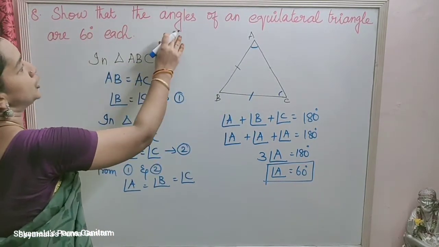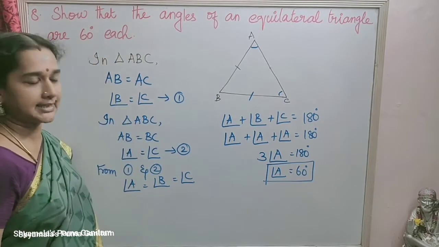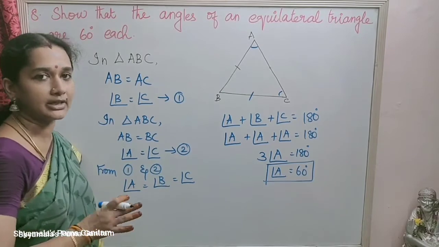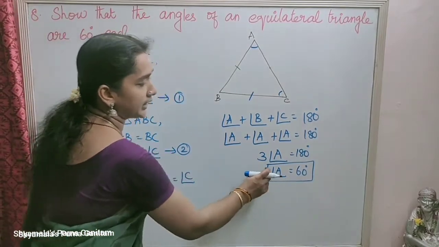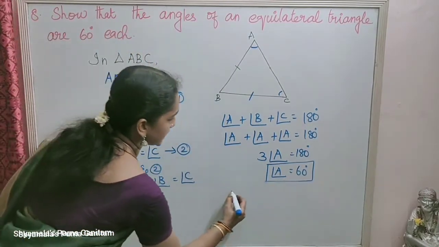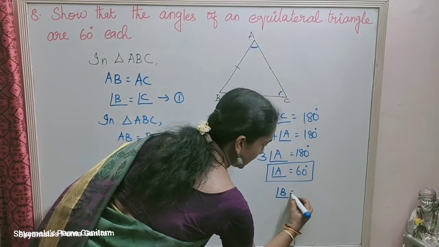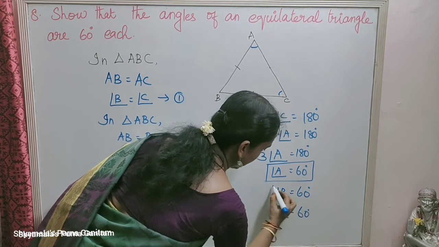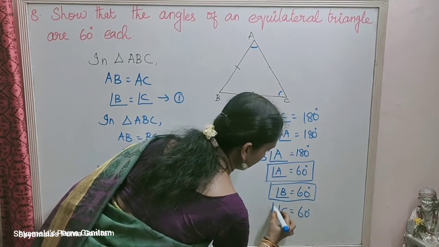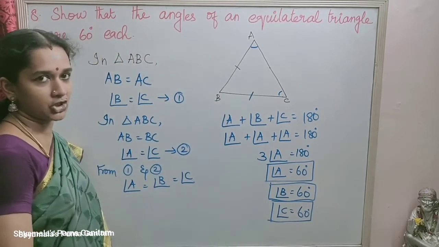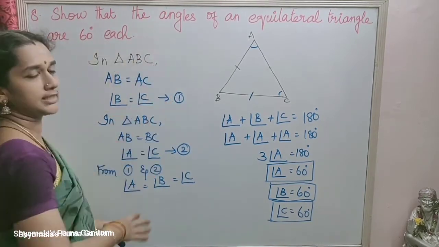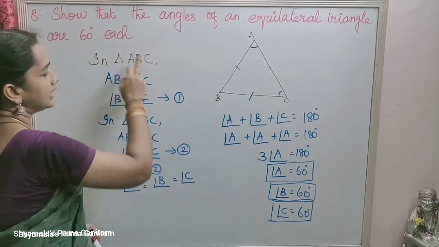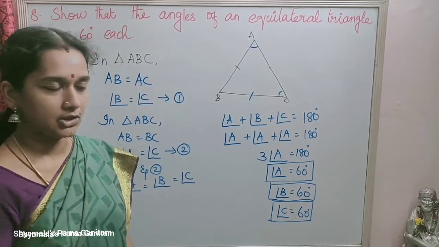They are asking you to show that all the angles are 60 degrees. So already we have proved that angle A, angle B and angle C are equal, and just now we have proved that angle A is 60 degrees. So we get angle B as 60 degrees and angle C also 60 degrees. So all three angles are 60 degrees each. This is the proof: we have shown that the angles of an equilateral triangle are 60 degrees each.